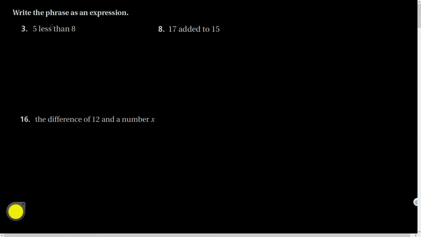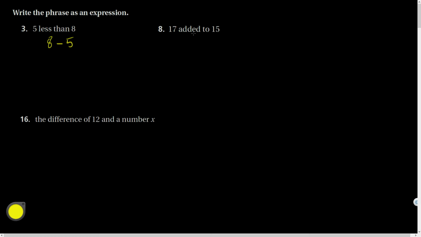This is talking about an operation. Which operation is that talking about? Subtraction. That's right, my friend. And 5 is 5 less than something means 5 is being subtracted from something else. And this order does matter because subtraction is not commutative. So 5 less than 8, 8 minus 5 would be the expression that you would write.